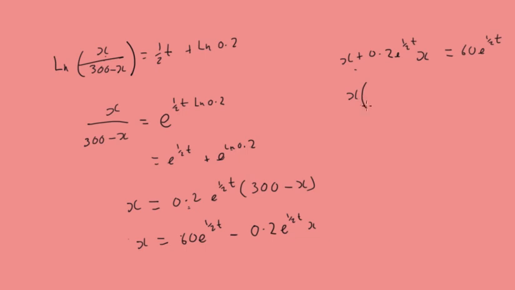This is a lot of work. This will give us x times (1 plus 0.2 e to the half t) equals 60 e to the half t, and then x is going to be 60 e to the half t over 1 plus 0.2 e to the half t. That is a very long and fiddly bit of algebra at the end there, but we get there in the end. So I hope that makes sense.